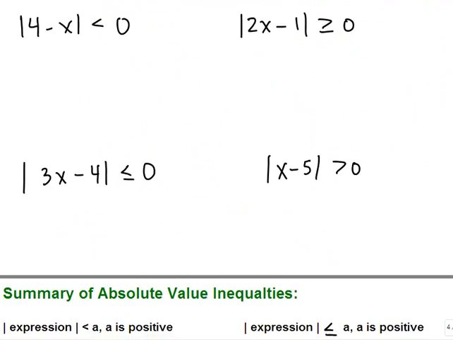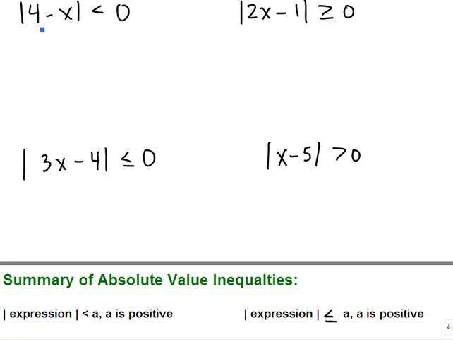So the first one is asking, when is this absolute value less than 0? So when is this distance less than 0? Think about that. When is a distance less than 0? When is a distance negative? Never. So this solution is no solution. You don't have to do any work. You just have to realize that we're trying to find when a distance is negative, which can never happen.